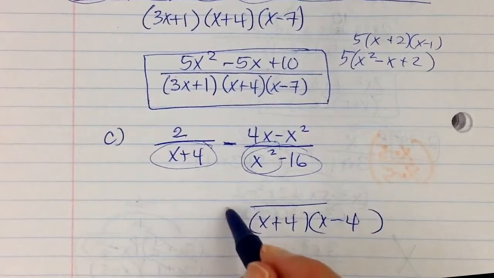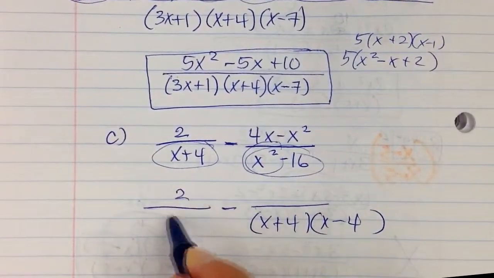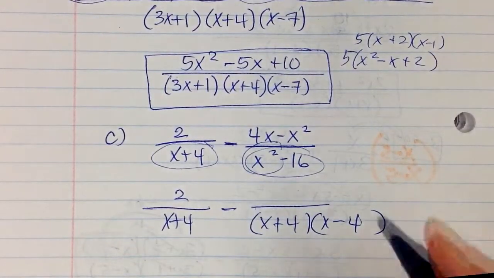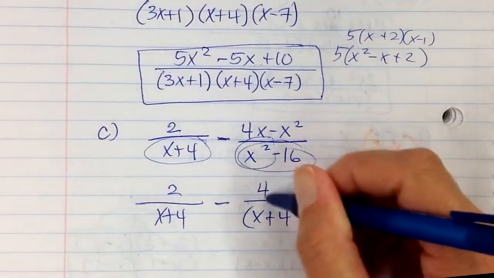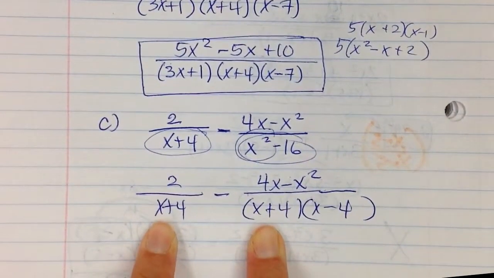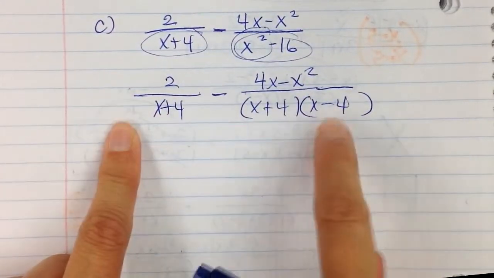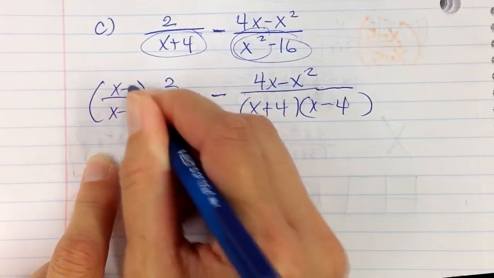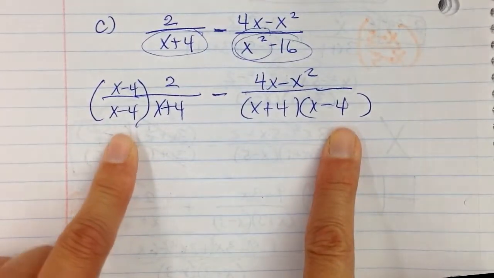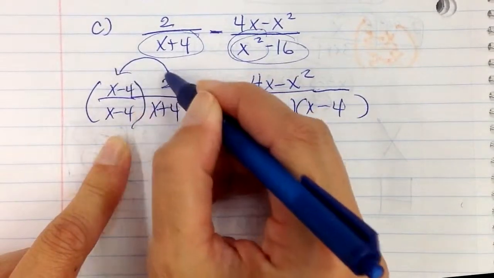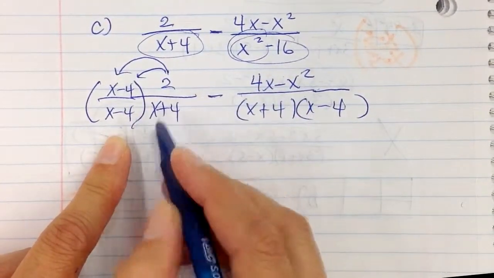And the first one is 2 over x plus 4, and then we still have 4x minus x squared up here. What do they have in common? The x plus 4, right? So this one is missing the x minus 4. So we want to multiply by x minus 4 times x minus 4, like that. So to do that, we just need to distribute this 2 times x minus 4, which gives me 2x minus 8.